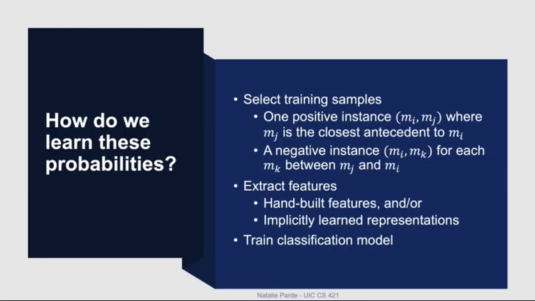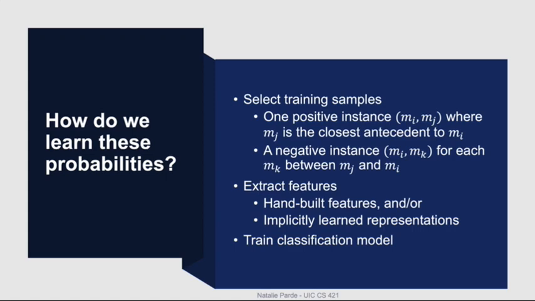That provides an overview of how the architecture works in general, but we still need to fill in the details regarding, for example, how these probabilities are actually learned. Learning probabilities in the mention pair architecture is pretty straightforward and is performed in the same way probabilities are learned in other machine learning architectures.